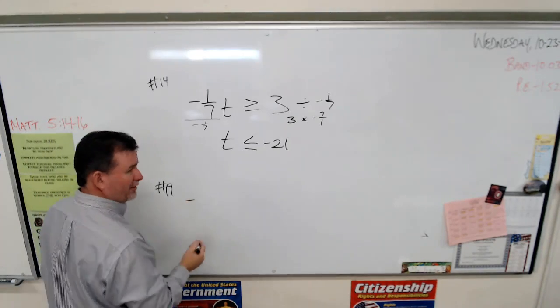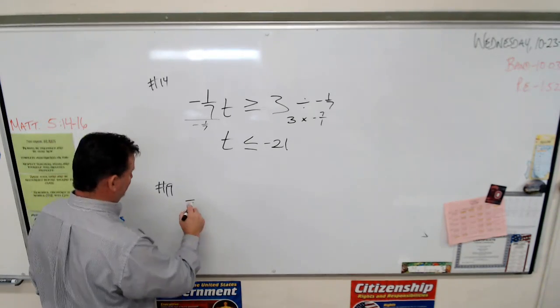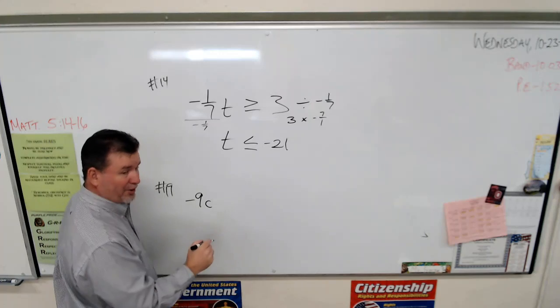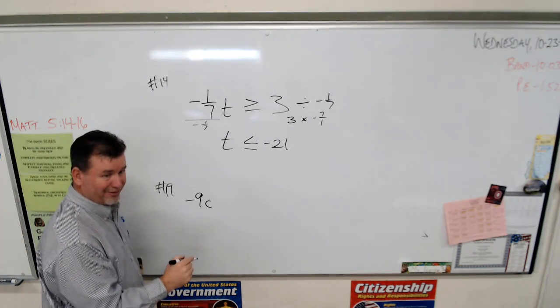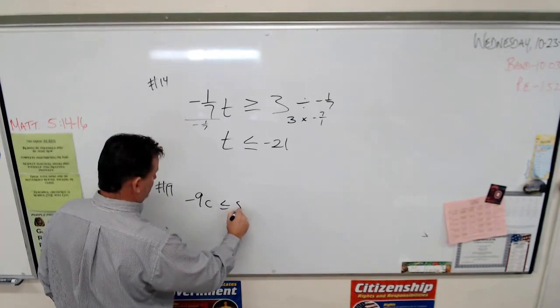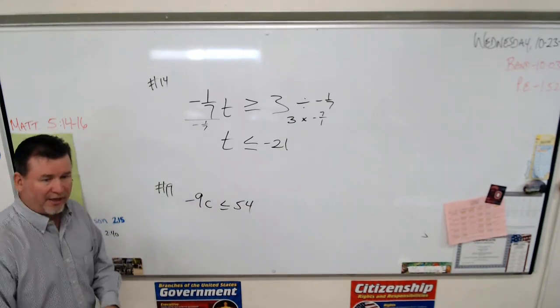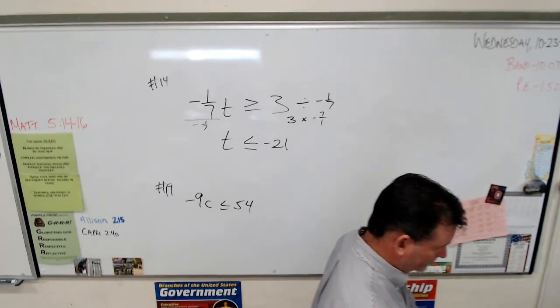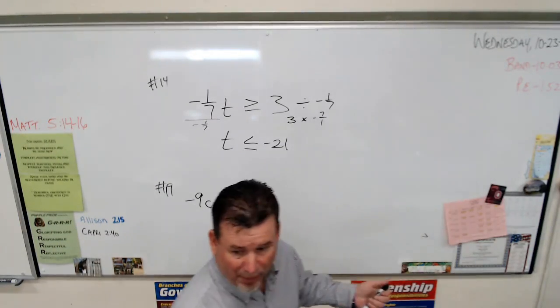What did I just say? Negative 9c less than or equal to 54? Yeah. All right, how do I get rid of the negative 9, Jordan? Yes, so divide by negative 9.